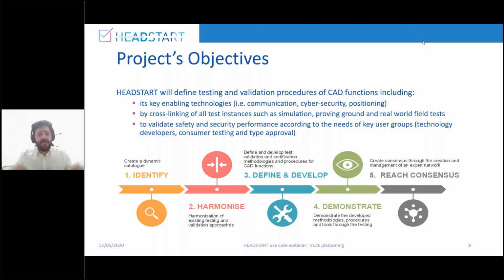Transversal to the whole project, we have a fifth phase, which we call reach consensus. And this one is led by our expert group. We have been creating, and we will continue creating, an expert group of stakeholders in the validation community or that are in need of validation. And a good example of what we're doing is this HEADSTART week, in which we have these different webinars in which we explain what we are doing, and we are asking you directly what would be needed, okay?